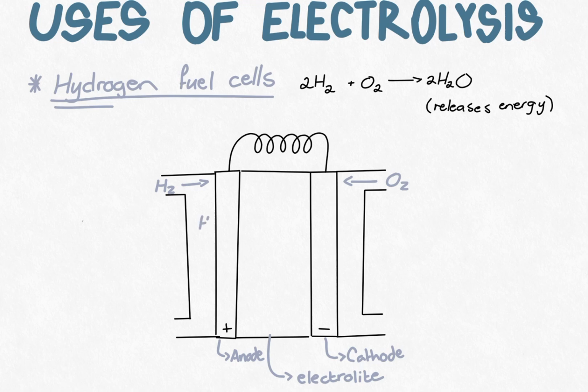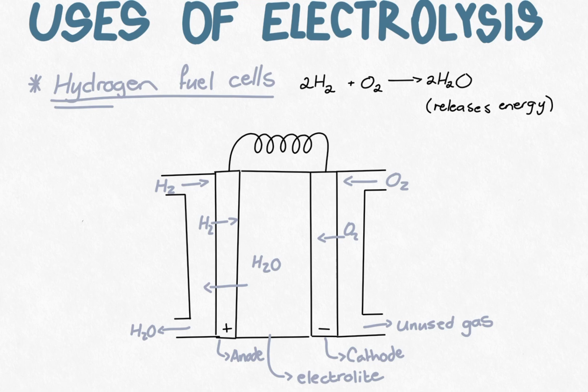The hydrogen would be attracted to our anode, and here it will lose electrons. The oxygen would be attracted to our cathode, and here it would gain electrons. This would produce water that would then exit the system. Other unused gases would also exit the system. Now, hydrogen-oxygen fuel cells are becoming more common in the automotive industry to replace petrol or diesel engines.